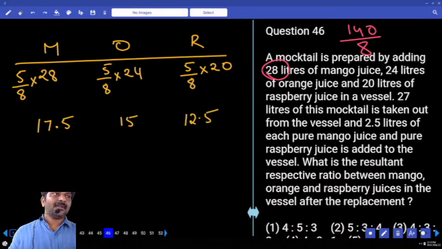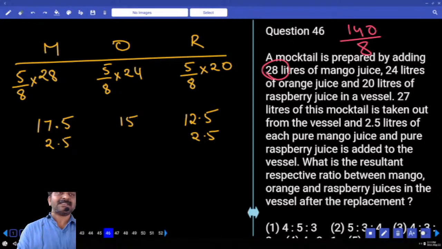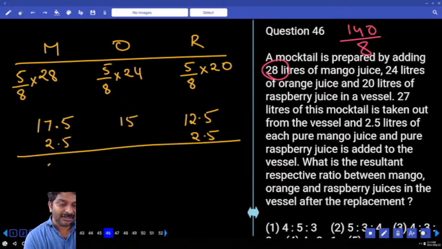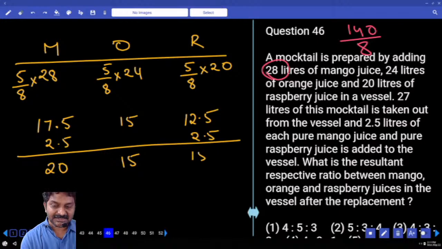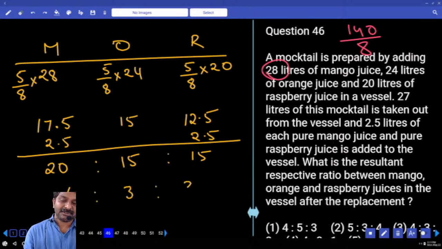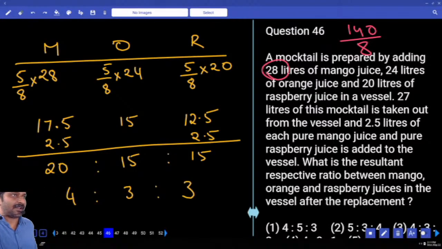Now to this, 2.5 liters of mango and 2.5 liters of raspberry are added. Now this is 20, this is 15 and this is 15. Ratio cancellation with 5: 4, 3, 3. This is how you are supposed to calculate.